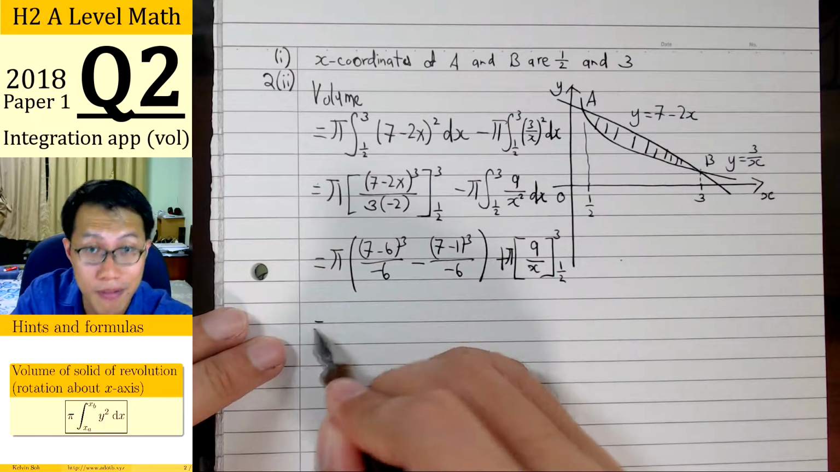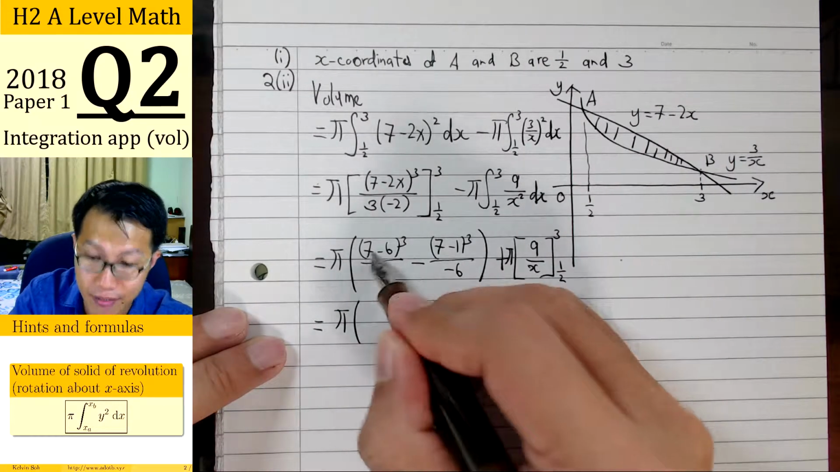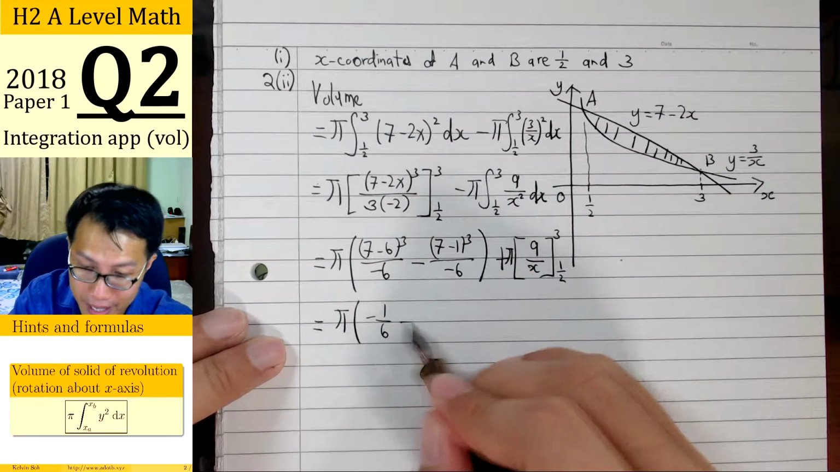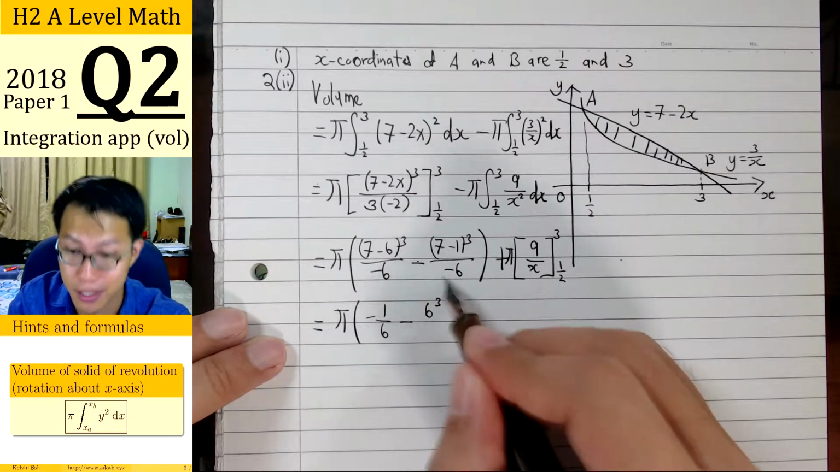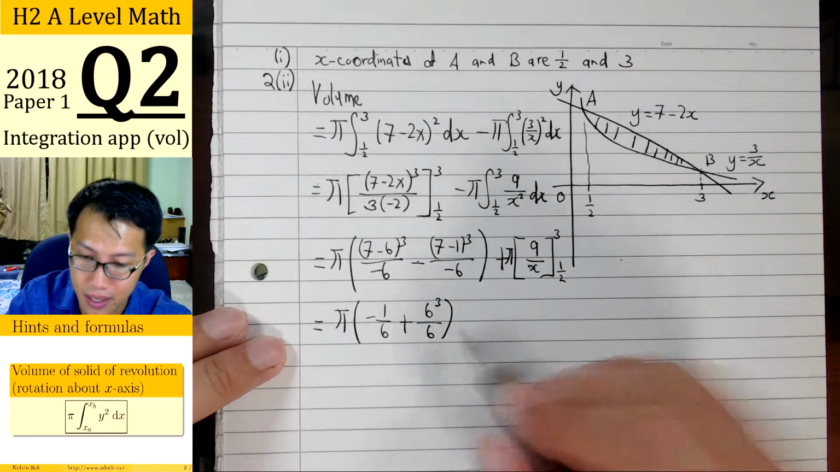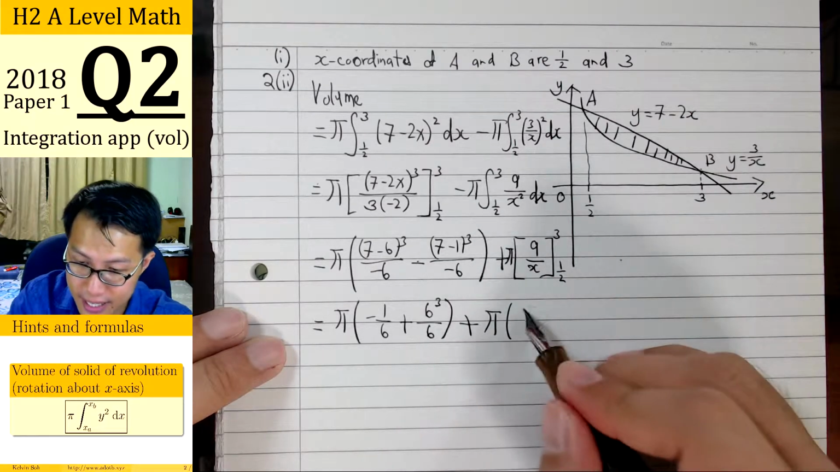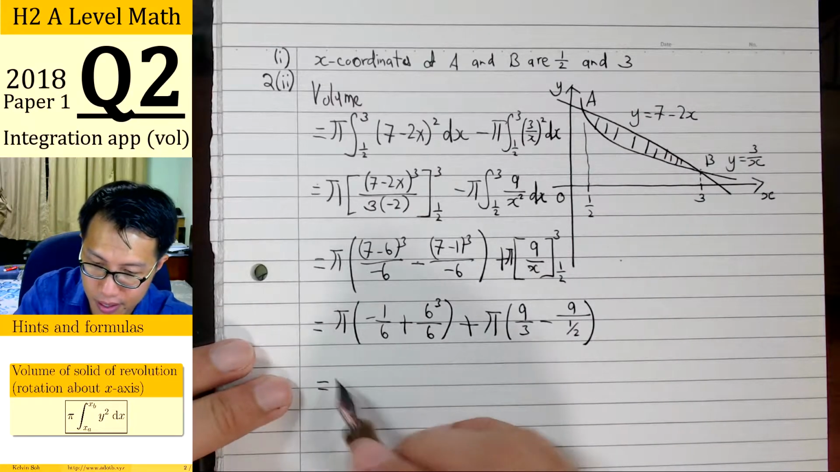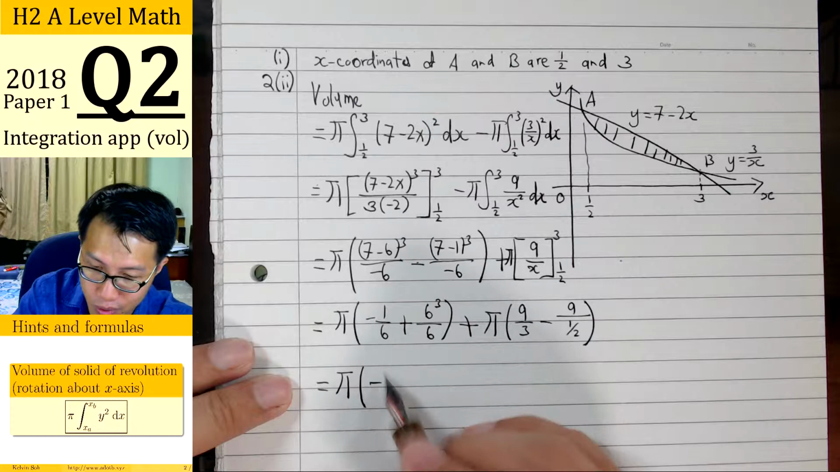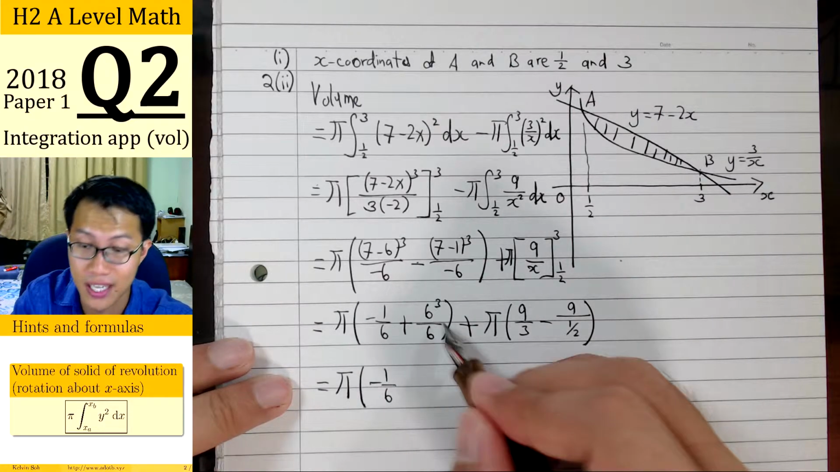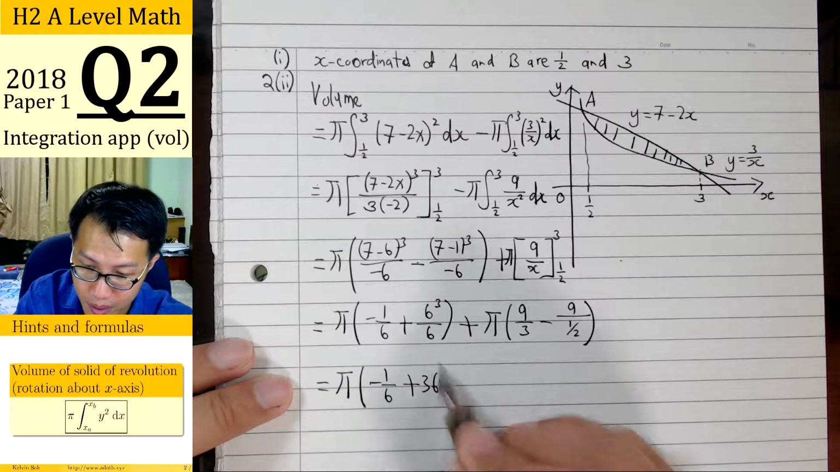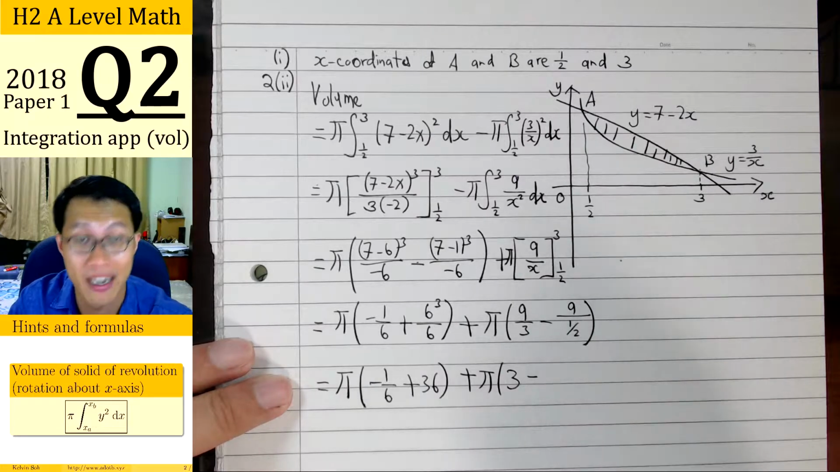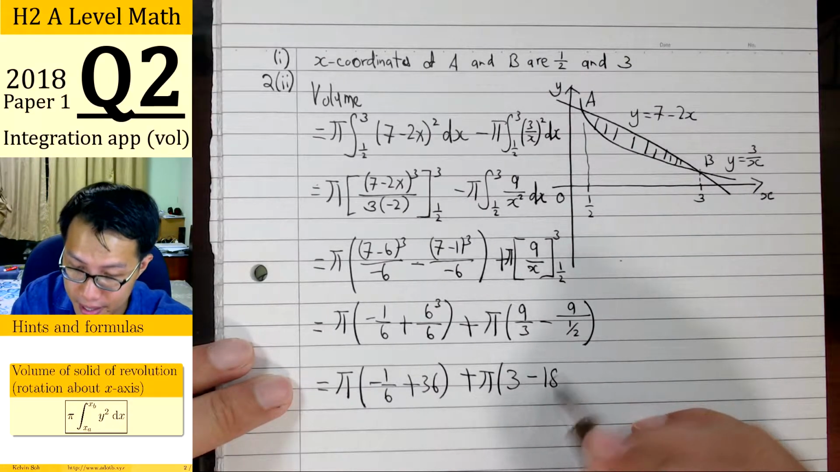Let's continue to simplify. We have pi, 7 minus 6 is 1, 1 cubed is 1, so minus 1 over 6. 7 minus 1 is 6, minus 6 cubed. Minus and minus becomes a plus over 6 plus pi. Plugging in our limits gets us 9 over 3 minus 9 over half. So we have pi minus 1 over 6. The 6 cubed and 6 will cancel, leaving us with 6 squared, which is 36. Plus pi, 9 divided by 3 will be 3 minus 9 divided by half. It's the same as 9 times 2, which is minus 18.